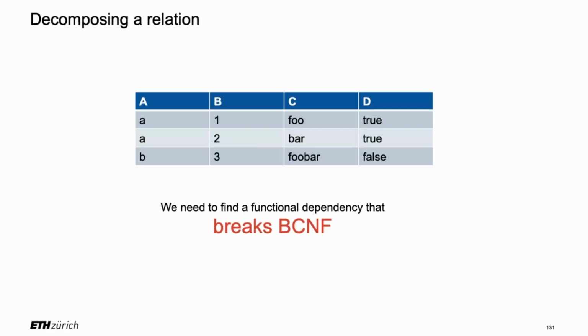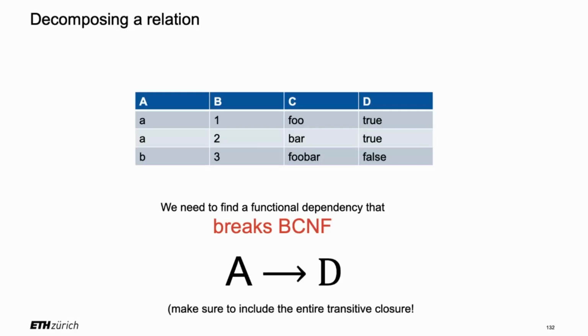But now if you think logically, why do we want to decompose that table? We want to decompose that table because it breaks the Boyce-Codd normal form. What does it mean that it breaks the Boyce-Codd normal form? It means that I have a functional dependency such that the left is not a super key, exactly. So that's how we start the reasoning. We just take one of these functional dependencies such that the left is not a super key.